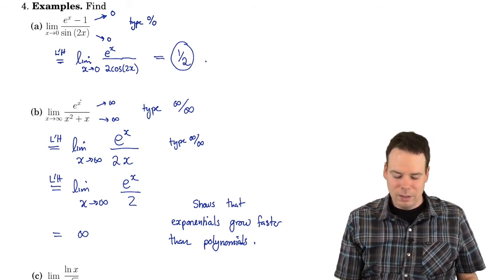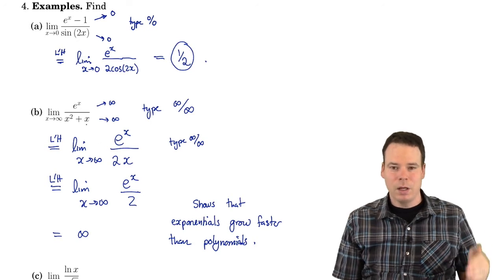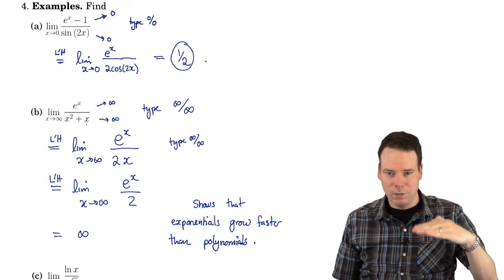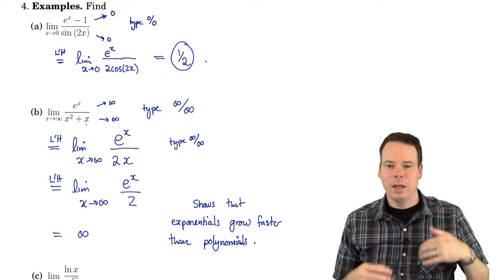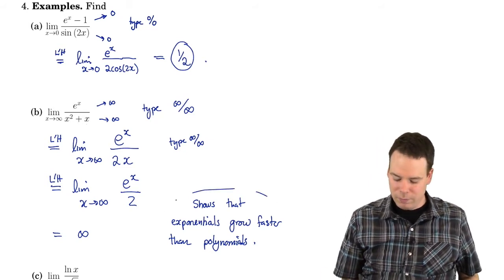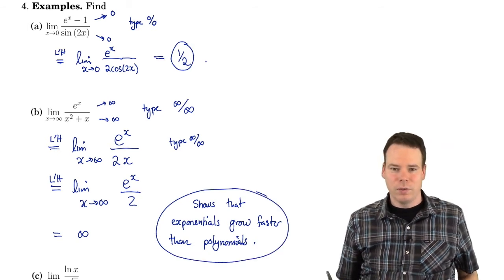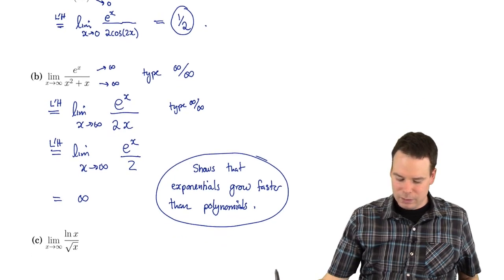In all cases, the numerator will stay an exponential upon differentiation, but the denominator will keep dropping by a degree until eventually it becomes constant, in which case I can evaluate the limit to be infinite. So from L'Hopital's rule, we can show that exponential functions grow faster than polynomials. Let's look at the next example.